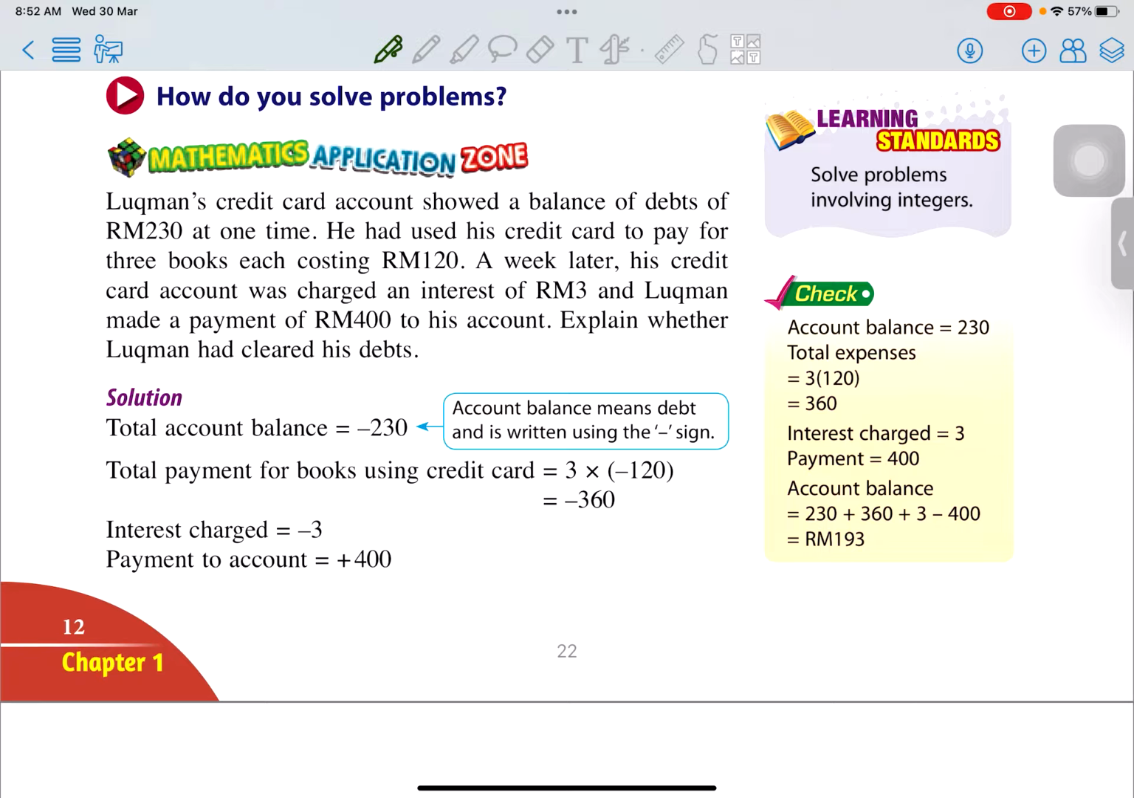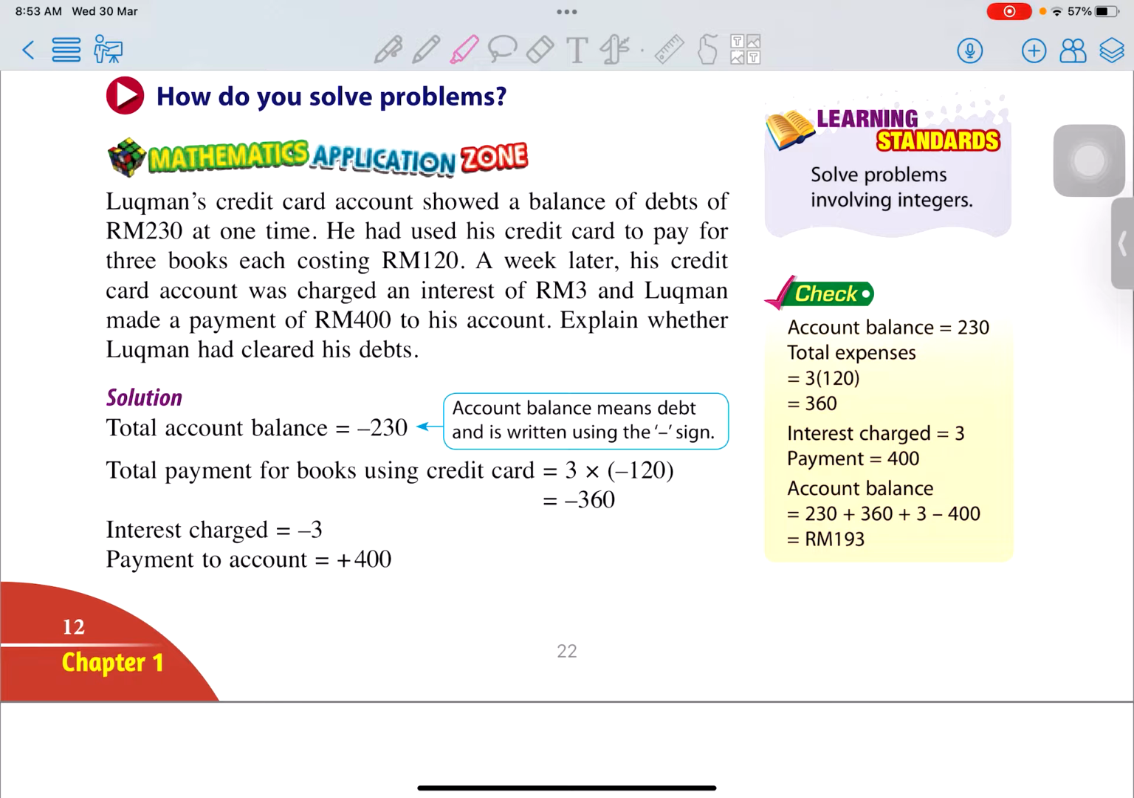Debt means hutang. You owe the bank, you owe the credit card; you did not pay for the books with cash money, you used your credit card. So when we use a credit card, the bank will charge you an interest, because you use their service. We use their service, so they will charge based on your payment.